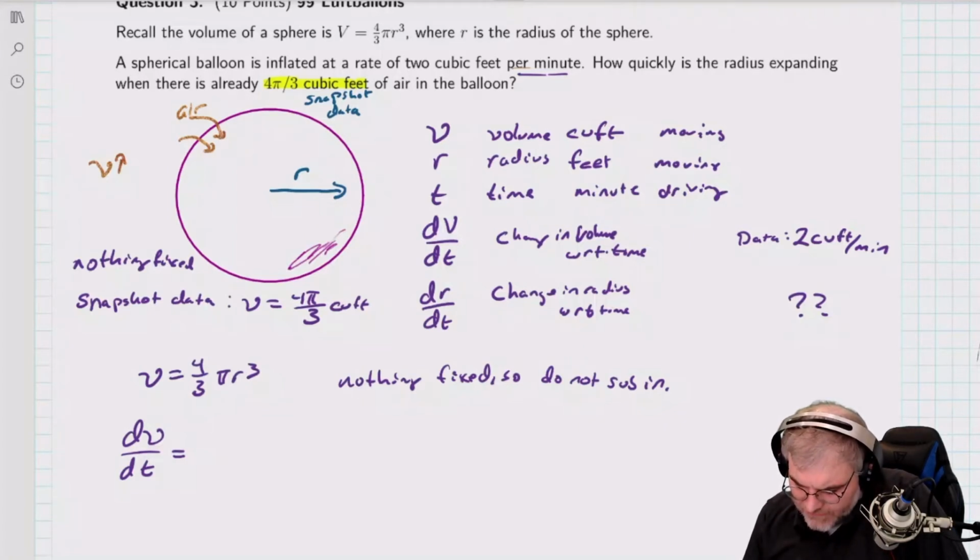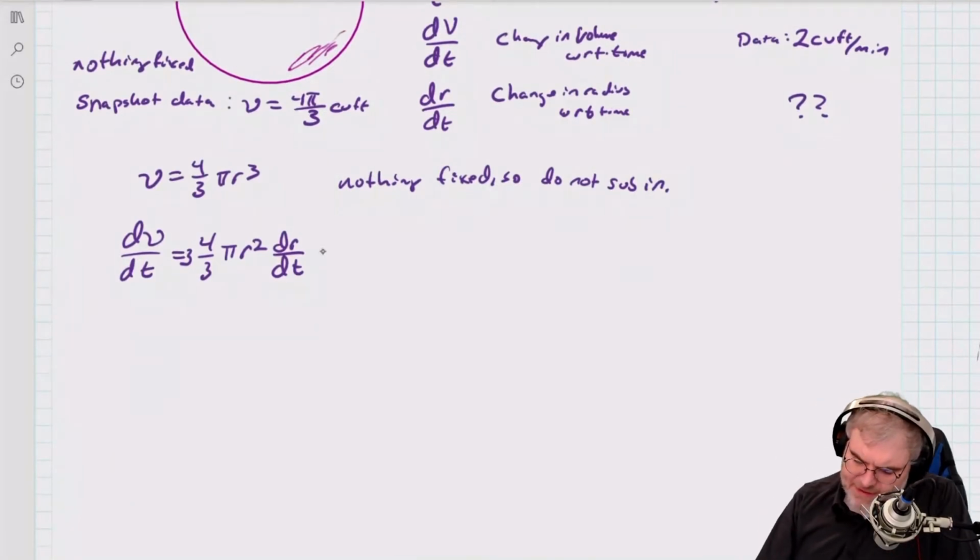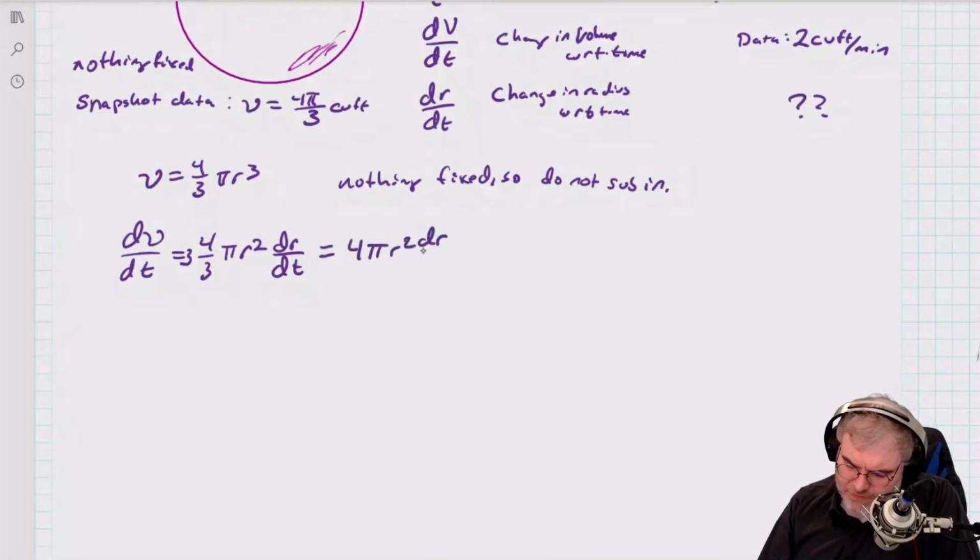All right, so dV over dt, I'm going to take the derivative here. I'm going to get 4/3 pi. This 3 is going to come out in front. It's going to be pi r squared dr over dt. And that's going to give me 4 pi r squared dr over dt. How do we feel about that, the derivative, 1 to 5?